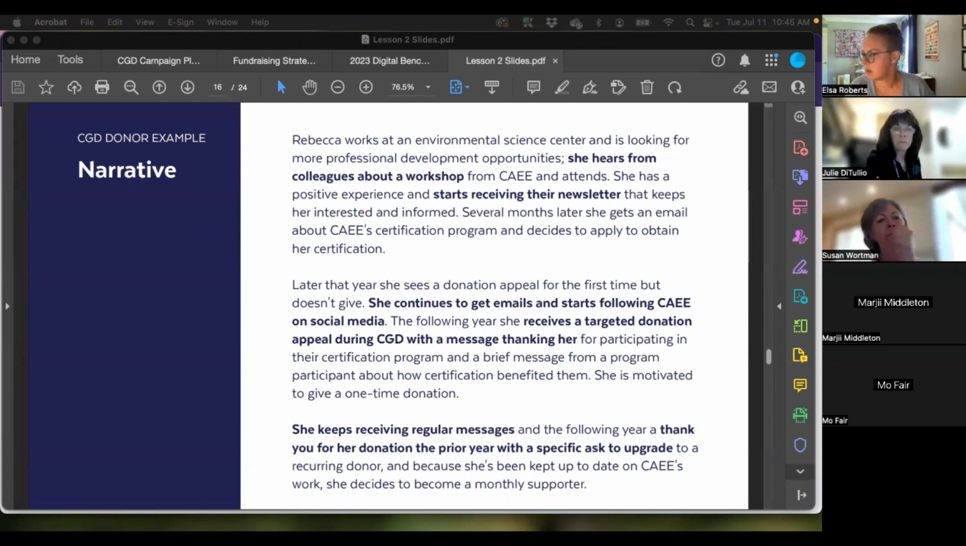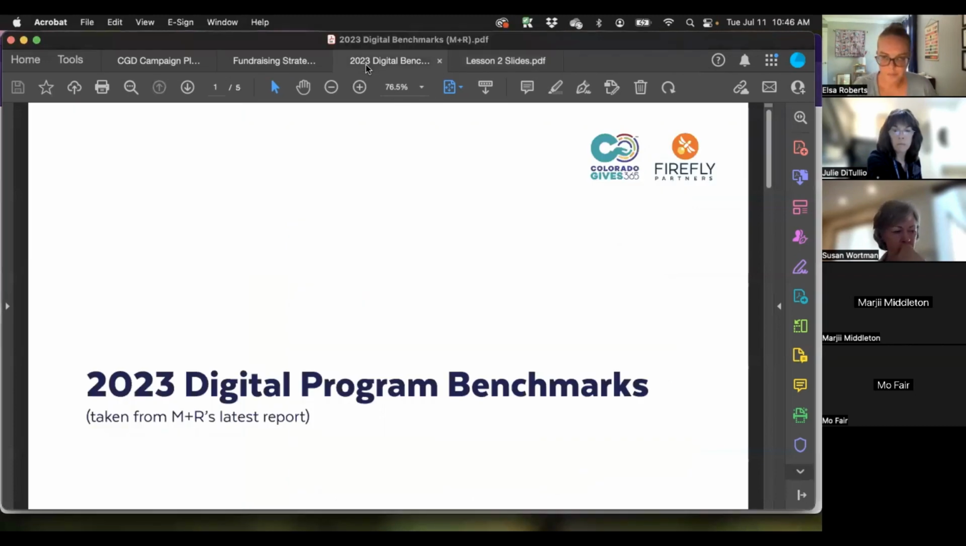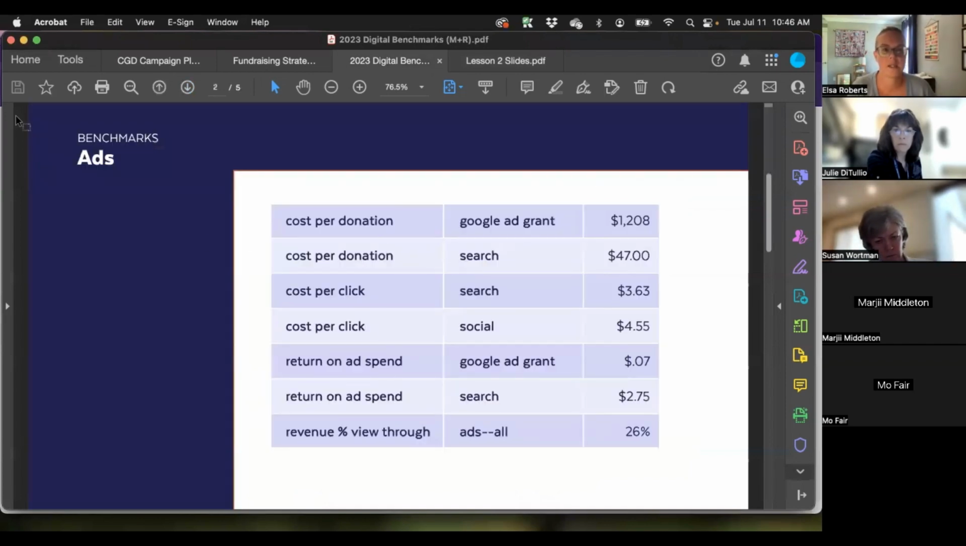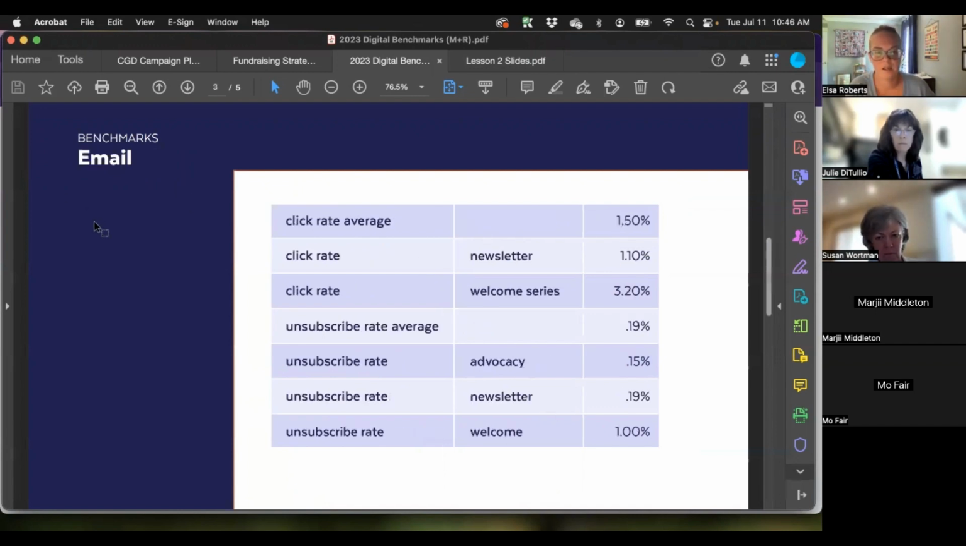So I think I was going to do a small group discussion next, but I actually think I'm going to go ahead and go into benchmarks since y'all had some questions around that. I'm going to go over some of the benchmarks from M&R in our report. Again, these are all available in the support materials, so you'll have access to a PDF of this information as well. These are benchmarks that are specific to the digital world, and it's broken out by type. So ad benchmarks, I'm not going to go too much into these because I want to get to the ones that I heard questions about instead.